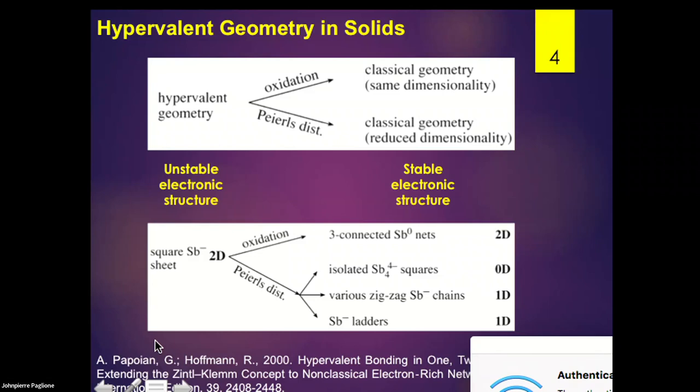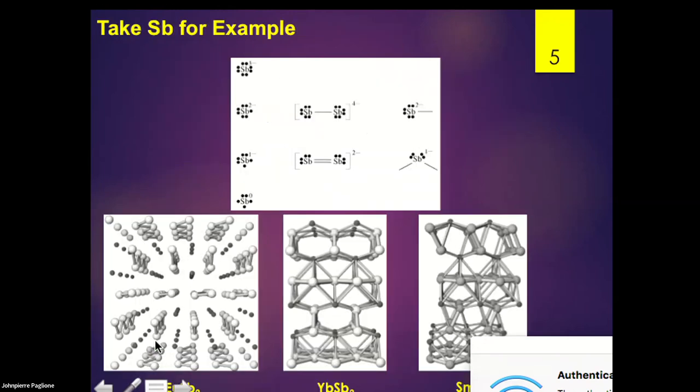that's two-dimensional, and in these compounds, the antimony, arsenic, bismuth atoms always show the minus one oxidation state. They like to be oxidized, and it becomes the antimony zero net, but they connect with three neighbors. Or they can reduce the dimension. They make the planar square go to one cube, or become a zigzag, or become ladders. So if you are interested, you can read this paper, it's a very long paper, so I try to explain it. And here, let's take antimony again for example.